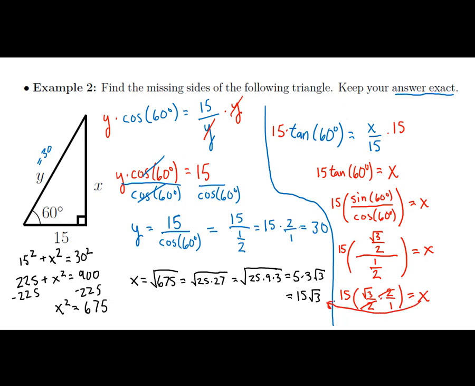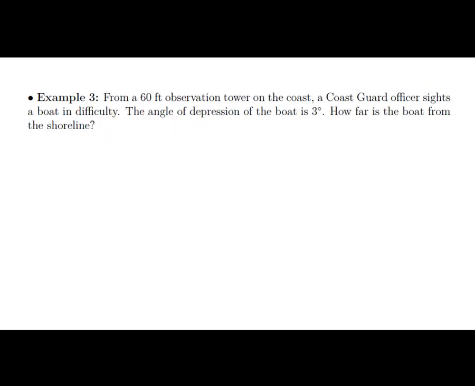In this example, we're going to take a look at a story problem that has a right triangle show up in it, and therefore allows us to use trigonometric functions to solve this problem. So it says, from a 60-foot observation tower on the coast, a Coast Guard officer sights a boat in difficulty. The angle of depression of the boat is 3 degrees. How far is the boat from the shoreline?